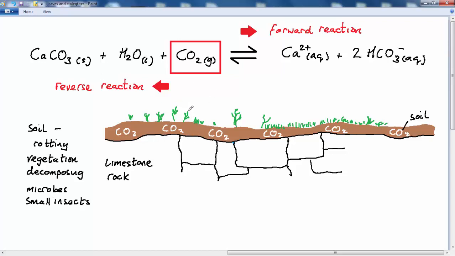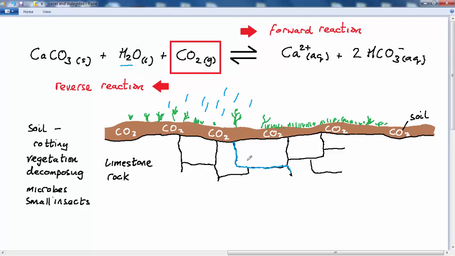So what happens then is it rains. So the rain's providing our water here in the equation. The carbon dioxide is provided by this rotting vegetation, this decomposing organic material. And what's happening here is, because of this process that's going on in the soil, we've got a high concentration of carbon dioxide up here in this part of the limestone rock. So what's going to happen is the rain falls onto the soil, it dissolves the carbon dioxide.